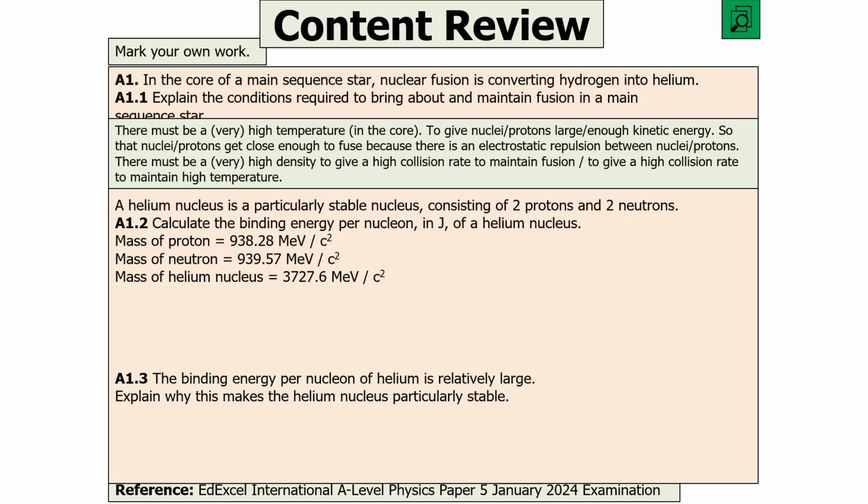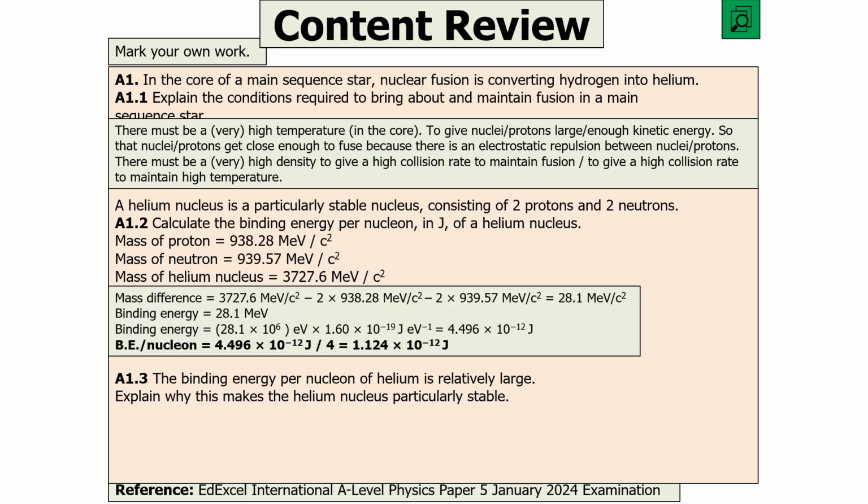Now in this next one, how do you work out binding energy? Well, firstly you work out your mass difference: you do your products before, and then your products afterwards, which is going to be the nucleus. So you can do the nucleus, which is 3727.6 minus 2 protons and 2 neutrons, so you get 28.1 MeV over c squared. That's the mass difference. You can then turn that into energy by just removing the c squared, so it's 28.1 MeV. You can turn that into joules by multiplying by 10 to the 6 to get out of mega, then multiplying by 1.6 times 10 to the minus 19 to get 4.496 times 10 to the minus 12 joules, divided by the number of nucleons, and you get 1.124 times 10 to the minus 12 joules.